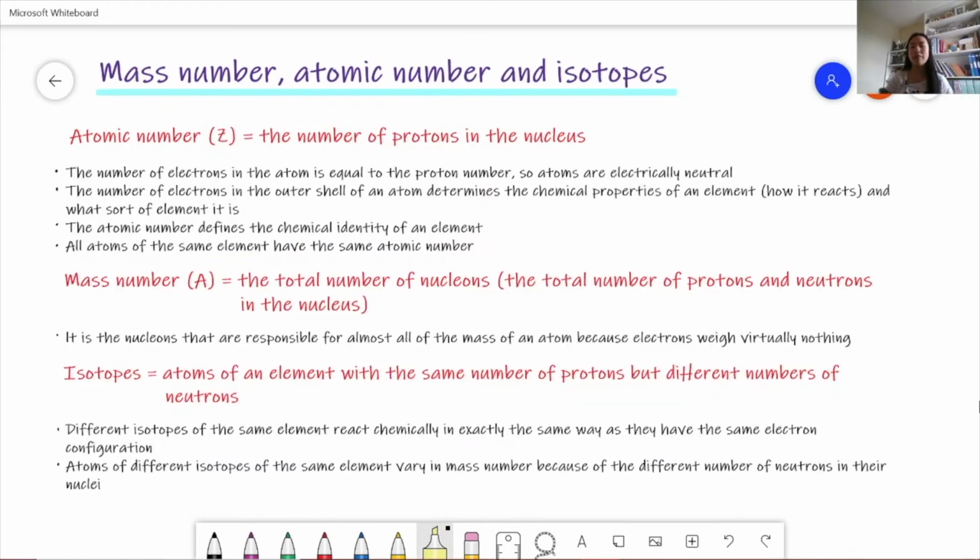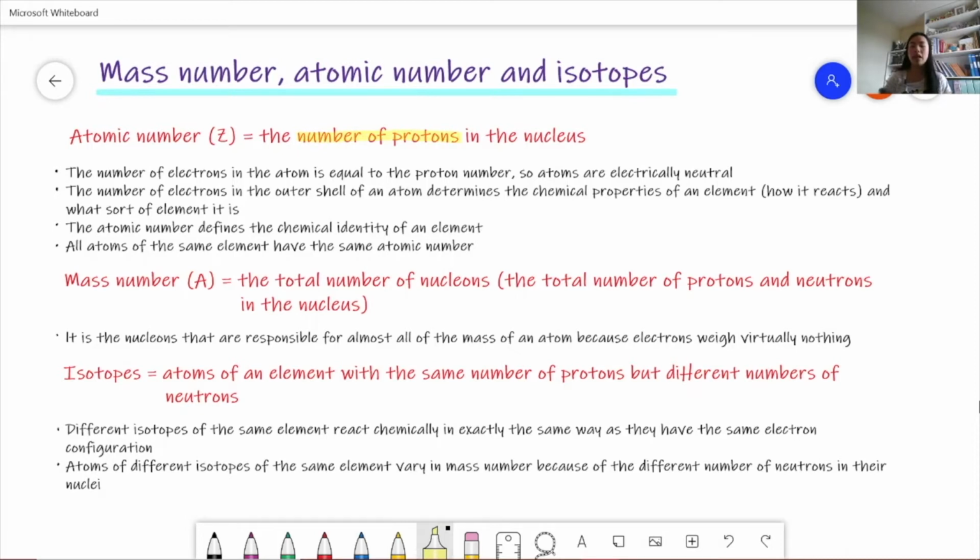Now we're going to have a look at mass number, atomic number, and isotopes. So these are 3 definitions that you really need to know. And the first is the atomic number. We sometimes write this as Z. And this is just equal to the number of protons in the nucleus.